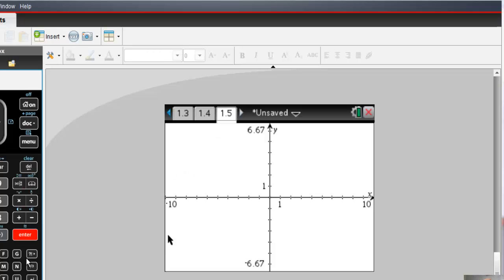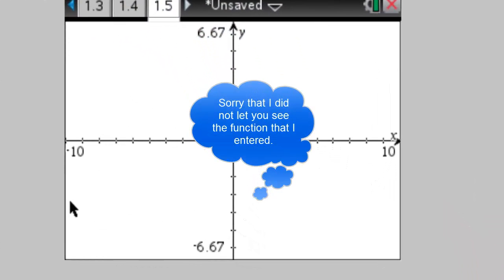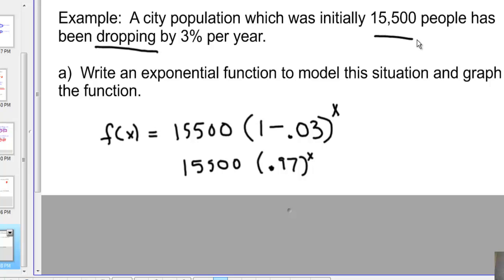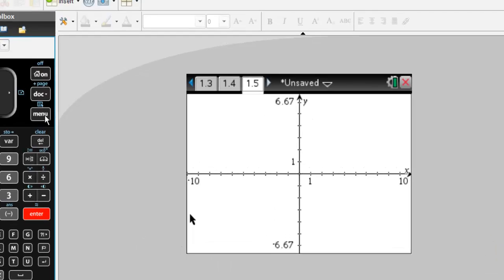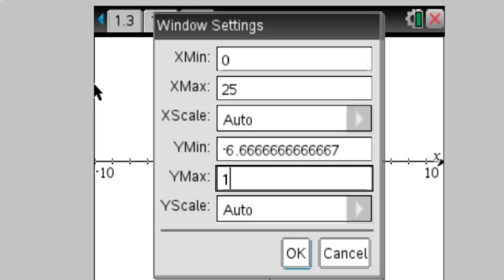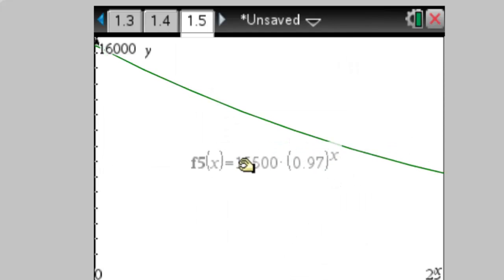Okay, so I entered our graph, but I don't see it. Again, we're going to need to play around with the menu. If we go back here, we can see that we need to get up to at least 15,500, and then it'll be dropping from there. So let's change our window. Let's see, maybe 25 years out in the future, and I want my y maximum to be 15,500, or I'll just make it 16,000. Alright, so there's my graph.